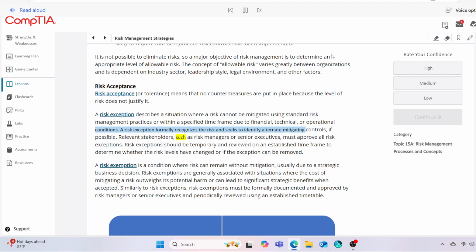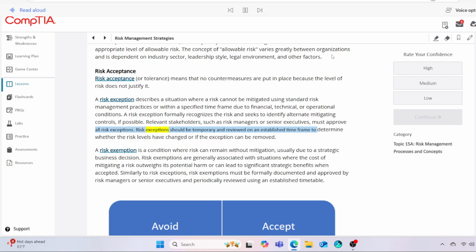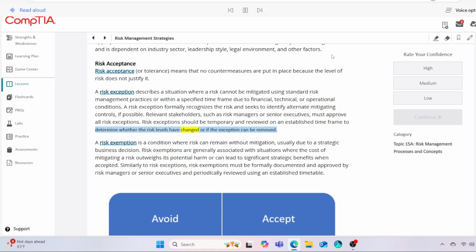Relevant stakeholders, such as risk managers or senior executives, must approve all risk exceptions. Risk exceptions should be temporary and reviewed on an established time frame to determine whether the risk levels have changed or if the exception can be removed.